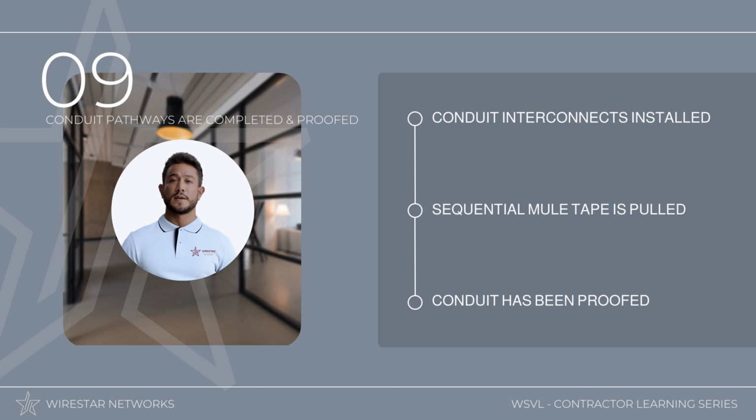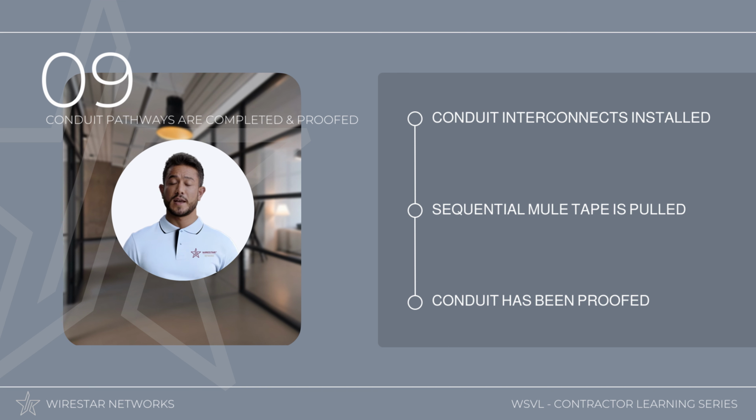Number 9. Conduit pathways. On certain job sites, WireStar has been hired to not only install the electronics package, but also to run fiber optic cables to other areas of the project. It is common for WireStar to encounter blocked conduit pathways, or pathways that do not contain mule tape, delaying the ability for us to meet deadlines and install fiber optic cables.